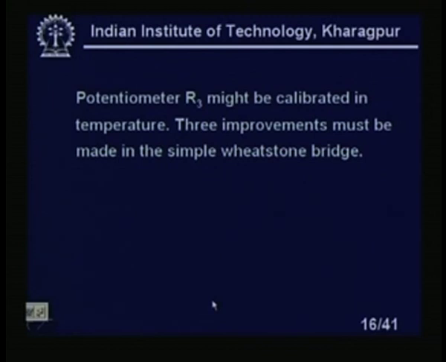Potentiometer R3 might be calibrated in terms of temperature, and 3 improvements must be made in the simple Wheatstone bridge. There is some simple Wheatstone bridge you cannot use, some modification you have to make. Why you need these modifications, we will explain one by one.